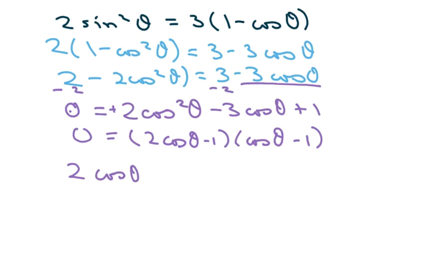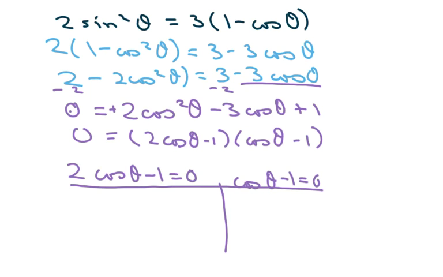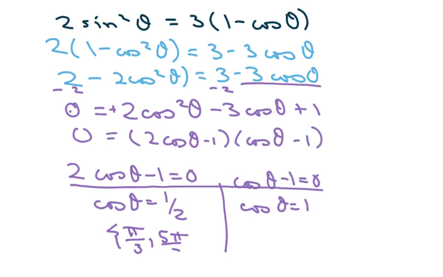Separating this out, this one's going to be cosine of theta equals 1/2. This one's cosine of theta equals 1. We have 2 solutions here, which are pi over 3 and 5 pi over 3. And the only place where cosine of theta is 1 is at theta equals 0. So my solution set is 0, comma, pi over 3, comma, 5 pi over 3.